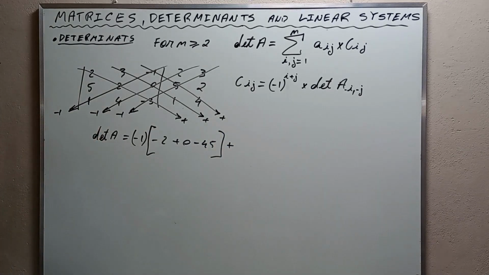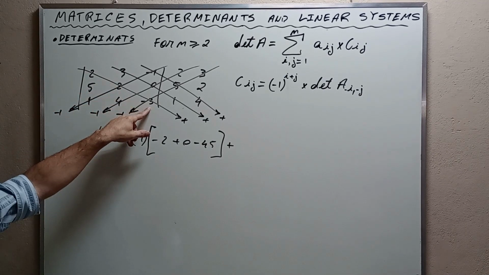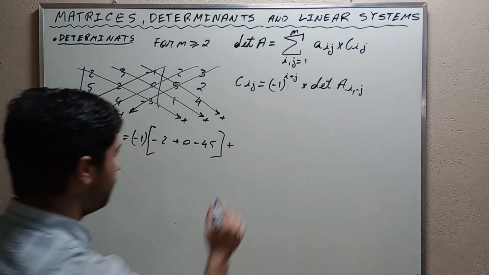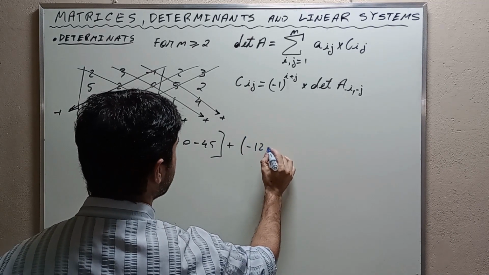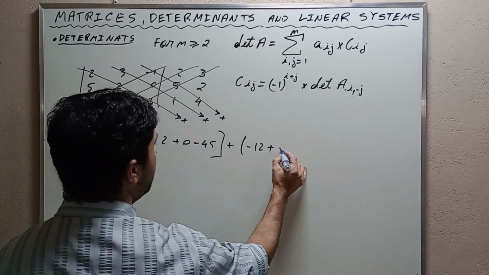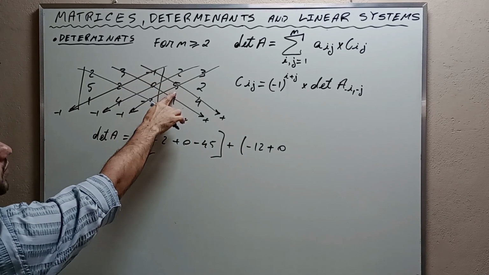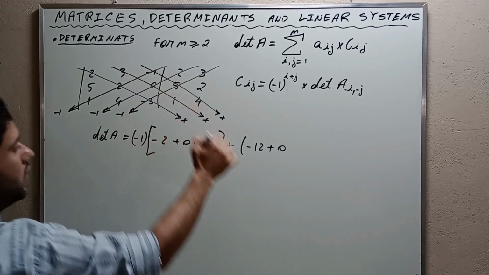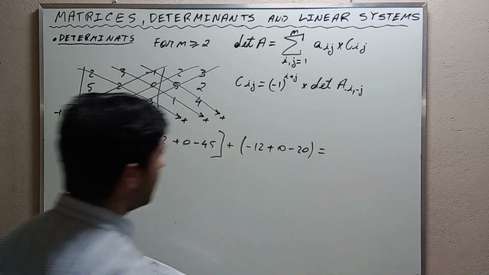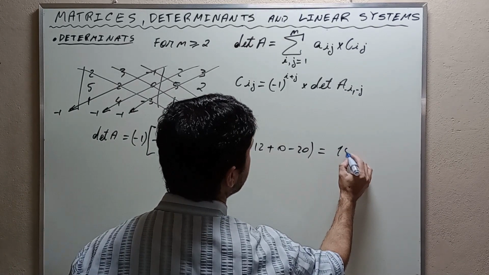Plus 2 times 2 is 4, times -3 is -12. Plus, there is a 0 here, then it is 0. -1 times 5 is -5, times 4, -20. And then we find, in the end, 15.